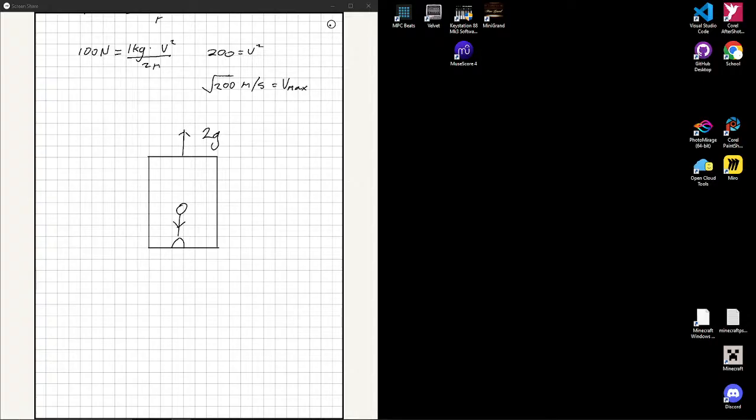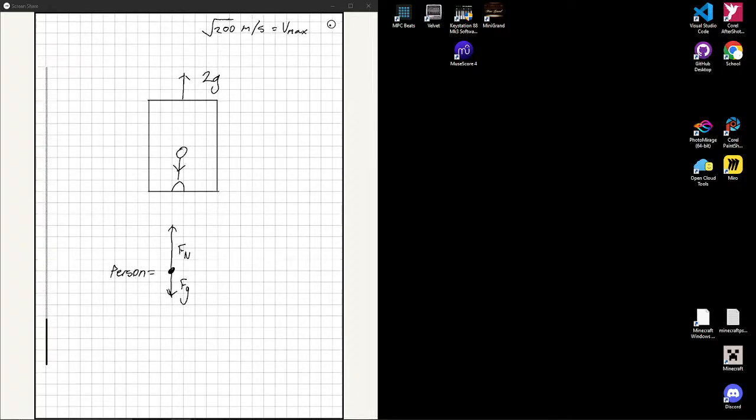All right. So this is what we have. We're gonna pretend the person's a dot. There's 2 forces acting on them: the force of gravity downwards, and obviously they're accelerating upwards because the elevator's moving up at 2g. So the normal force Fn is going to be bigger than Fg. That's the free body diagram of the person. Since everything including the elevator is accelerating at 2g, we're going to use Newton's second law, which says mass times acceleration equals F net, which here is Fn minus Fg.